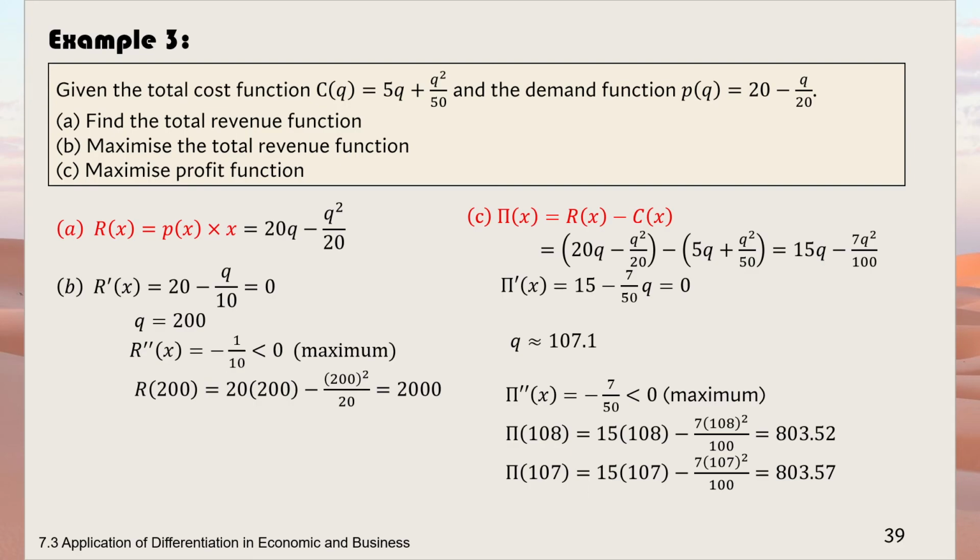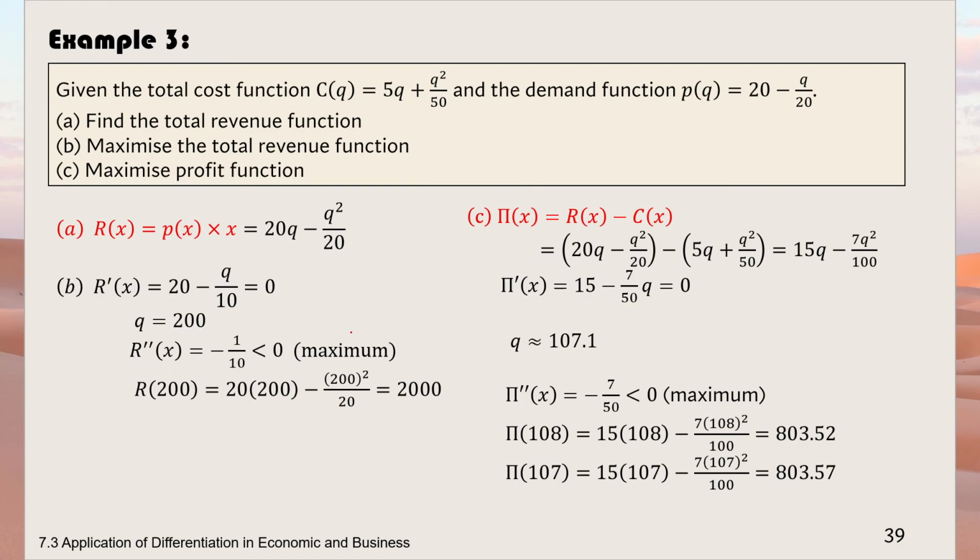the total revenue. Revenue is price multiplied by the total units, and over here Q is the number of units. So you have 20Q minus Q squared over 20. Now to maximize the total revenue, you differentiate and then equate to 0, and you always need to use the second derivative test to prove that it is a maximum.